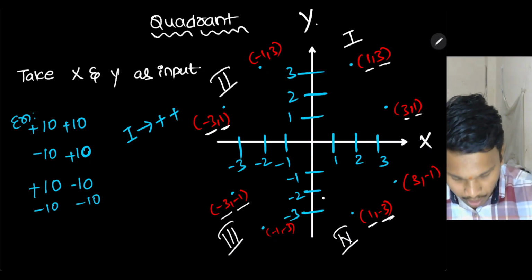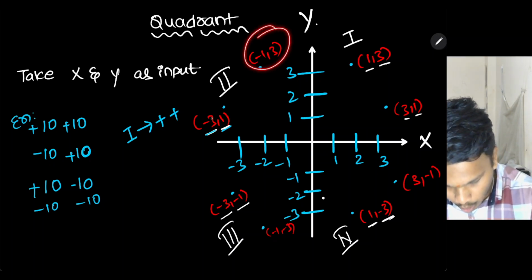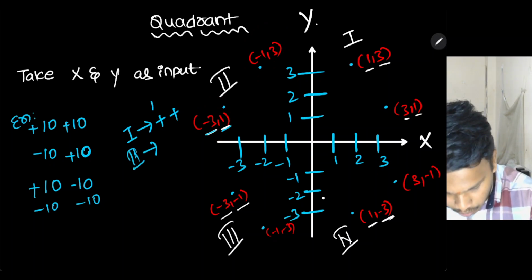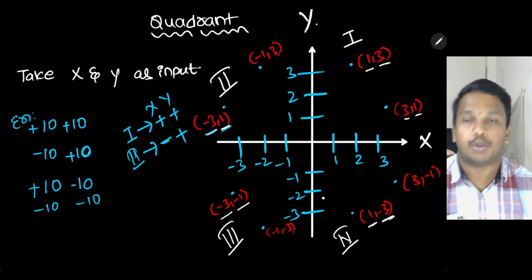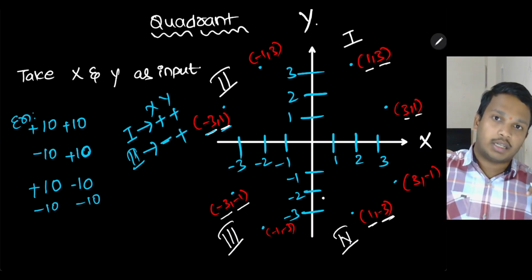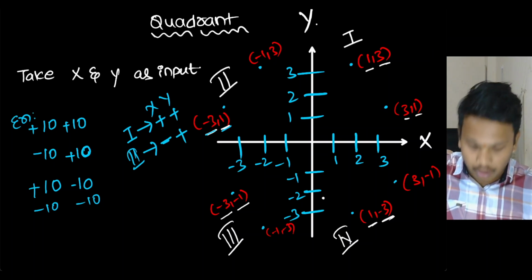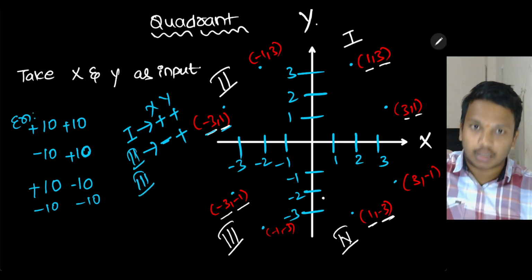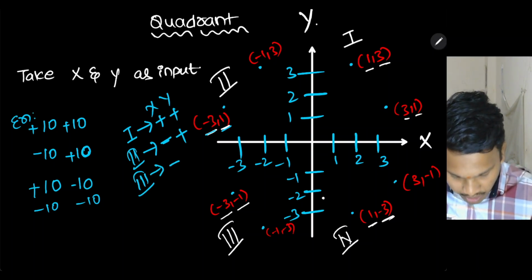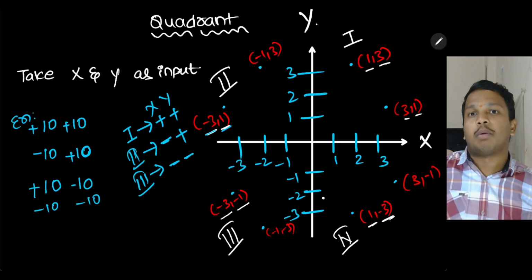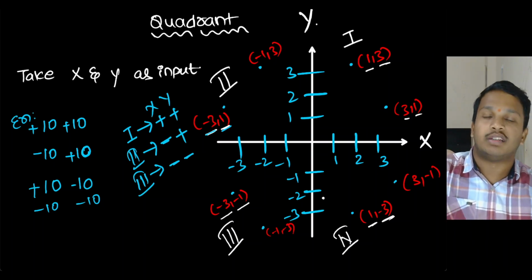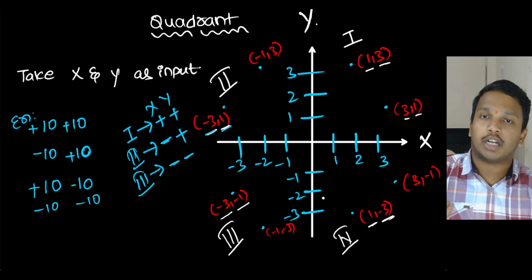Now come to the second quadrant. How can we tell? Observe these two points. If the x value is negative and the y value is positive, then we can tell it is the second quadrant, right? Now similarly, how will it be the third quadrant? If x is negative and y is negative, observe both points, -3, -1 and -1, -3, both are negative. X is negative, y is negative, then we can tell it belongs to the third quadrant.